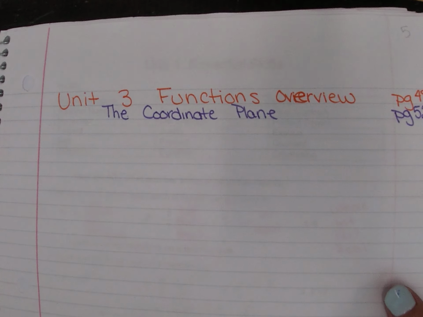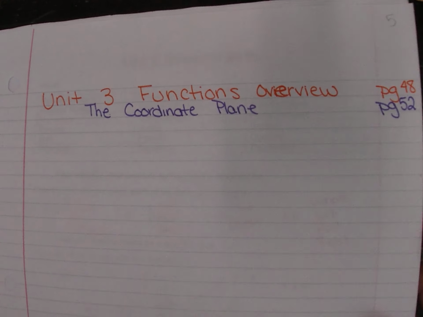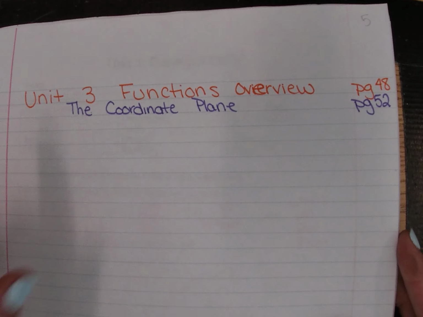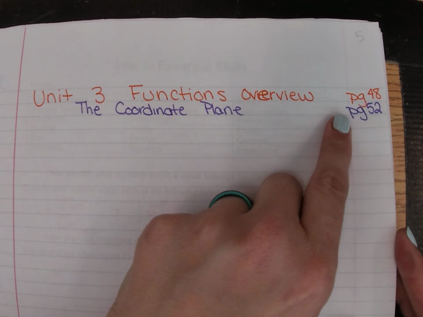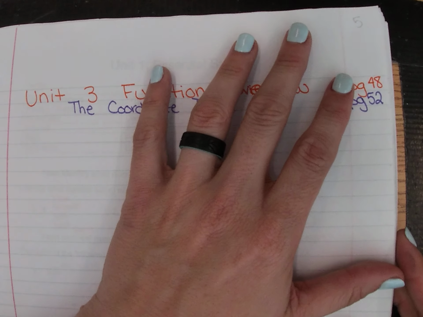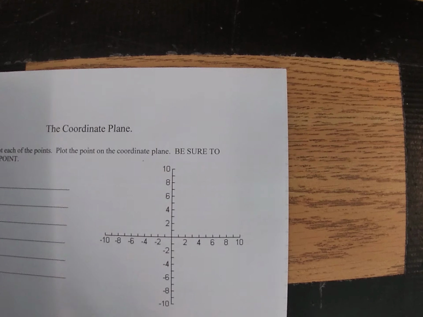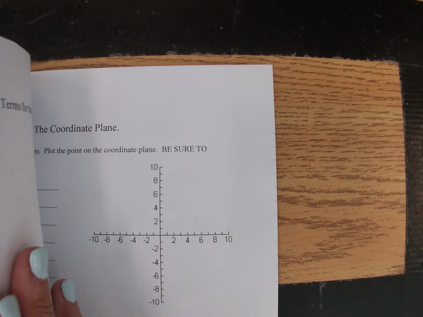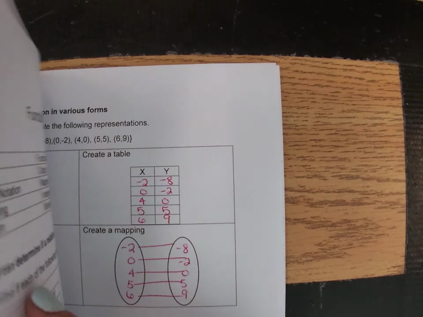So there are actually two things that we should be adding to our table of contents and into our notebooks today. So we should be adding the Unit 3 Functions Overview, okay, which is page 48, and that's just your overview document. That's 4 pages. So you want to start filling that in right after where we finished.